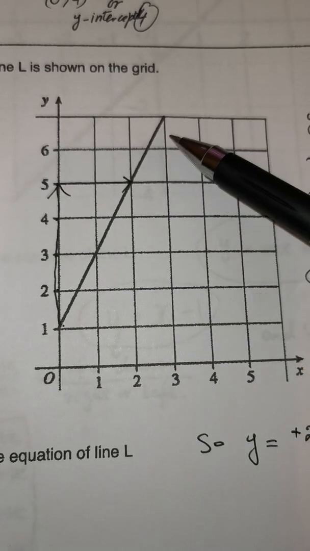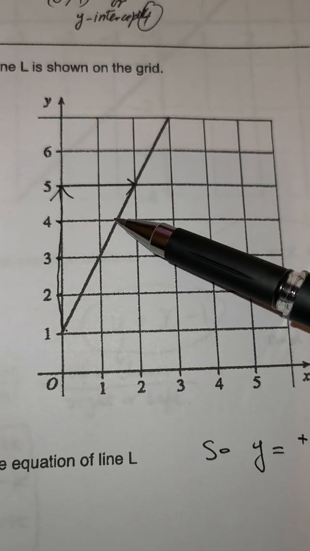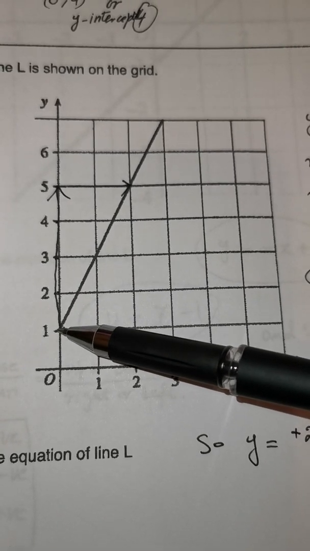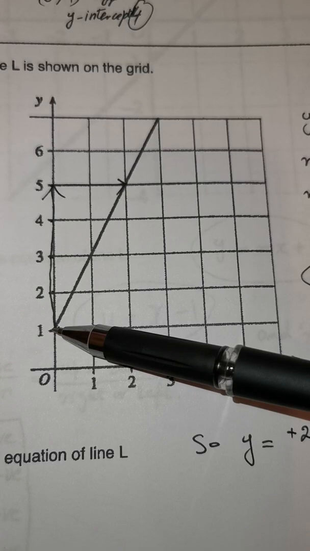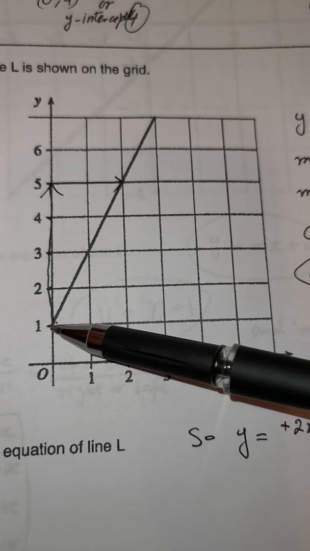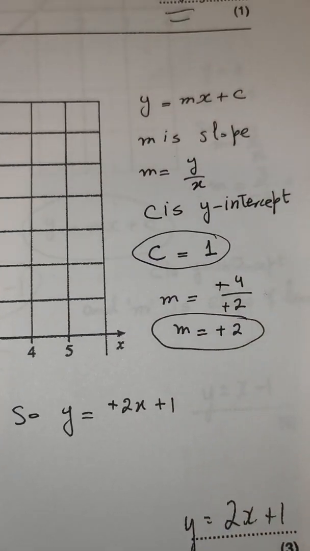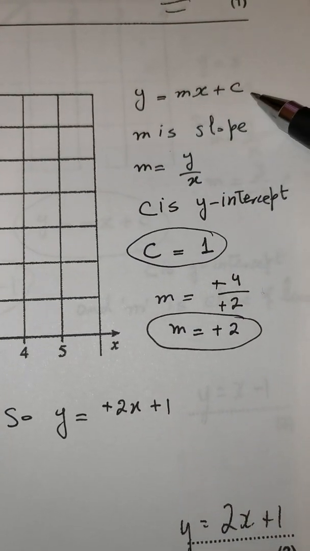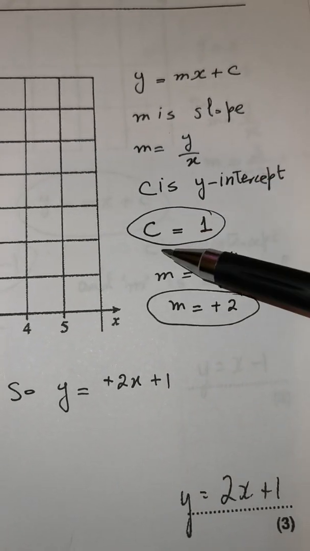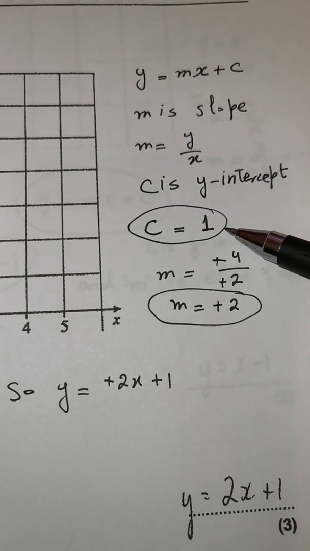Now you can see this is our line, and this line touches the y-axis at point 1. So I will write the y-intercept, or the value of c, will be 1 here, right? The equation is y is equal to mx plus c. M is the slope formula, and c is the y-intercept. I have written the value of c is equal to 1.